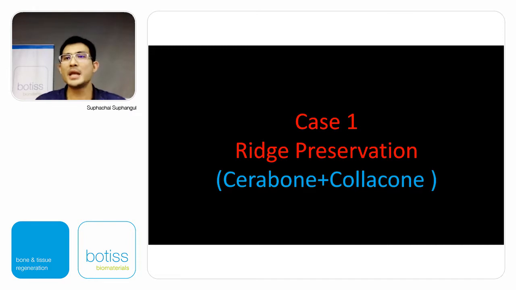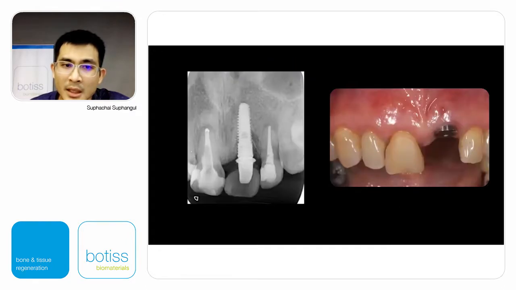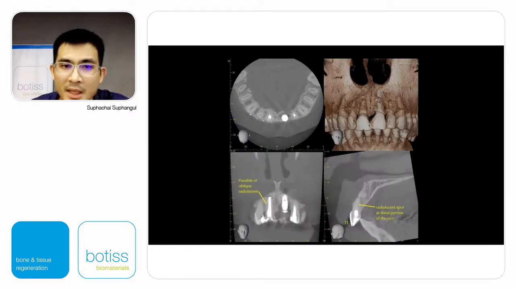Okay, now that we understand what a process is and the biology of the bone graft, let's move to the case presentation. The first case is a socket preservation where I use the Cerabone with collagen. In this case, tooth number 1 has root resorption. You can see from the cone beam CT a small dark line here.